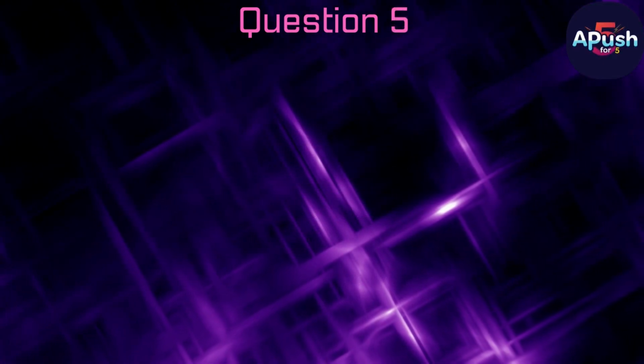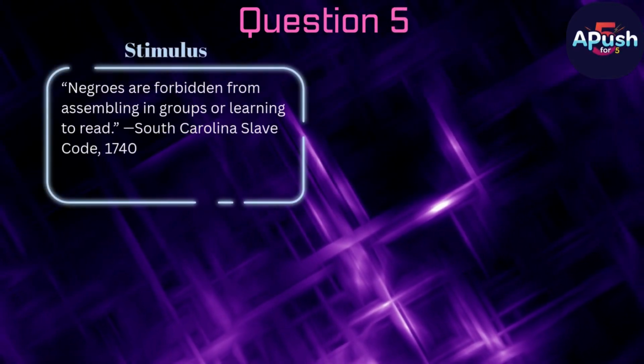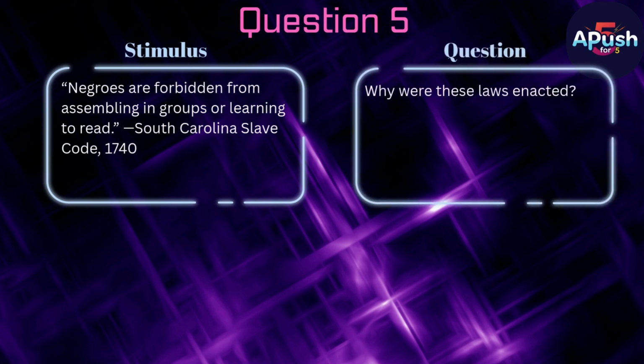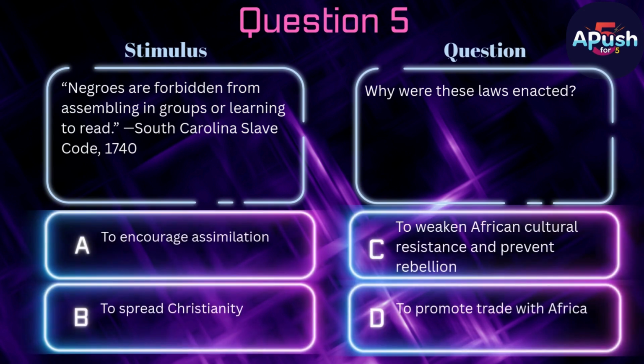Question 5. Stimulus. Negroes are forbidden from assembling in groups or learning to read. South Carolina Slave Code, 1740. Question: why were these laws enacted? A. To encourage assimilation. B. To spread Christianity. C. To weaken African cultural resistance and prevent rebellion. D. To promote trade with Africa.